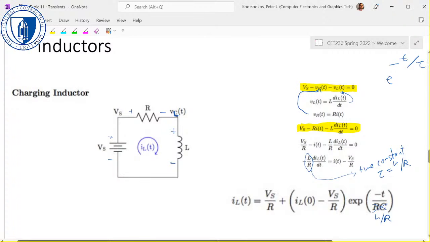The units. Units of time. It is a time constant. Usually it's in seconds. That way up here, you get a unitless quantity in the exponential.